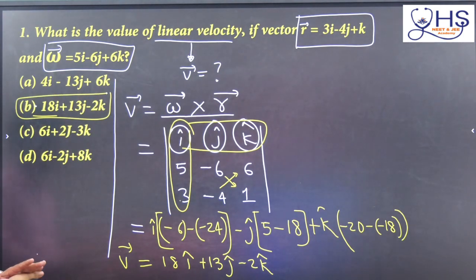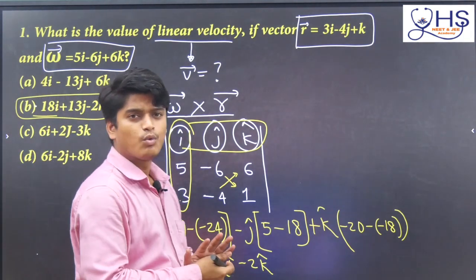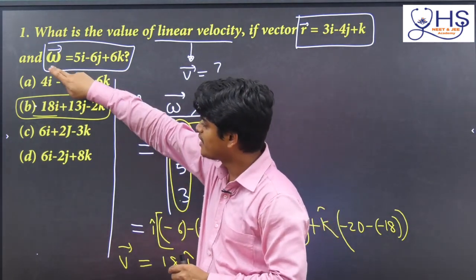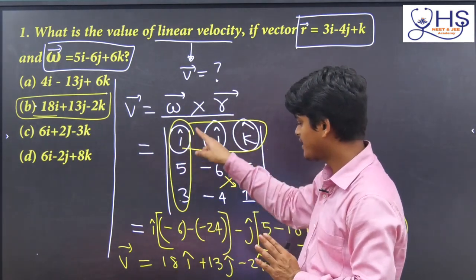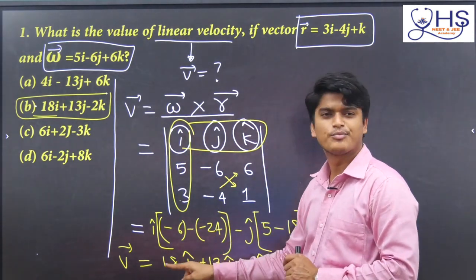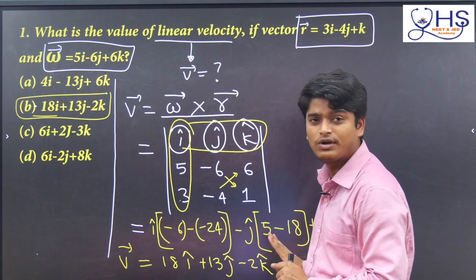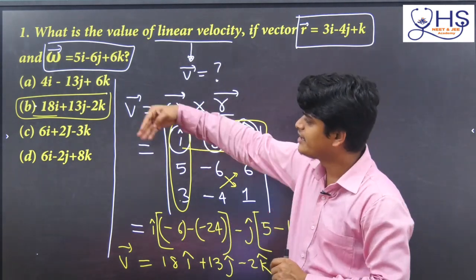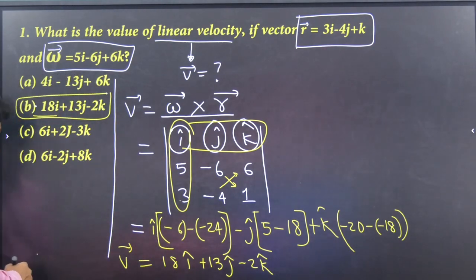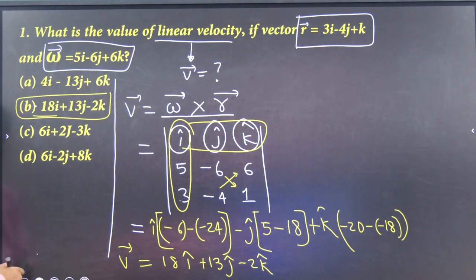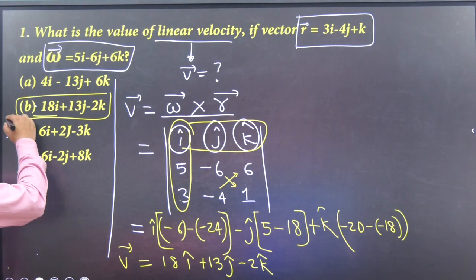Or there is one more easy way you can do it. You see, in the options there are 4, 18, 6, 6 like this. First, if you calculate i, and from i you confirm that 18 is coming, then there is no need to calculate j and k. So immediately you can put the answer as B. But here I calculated, so no issues. Now go to the next one. So your answer will be B.